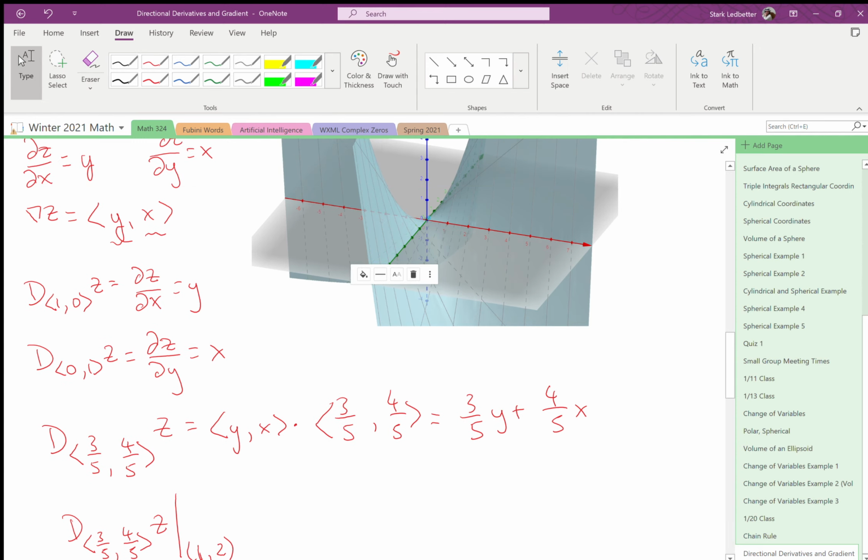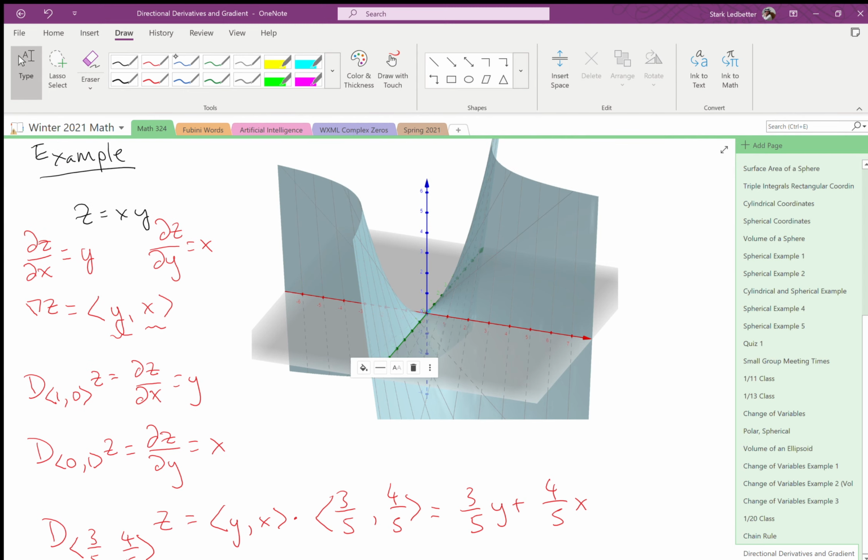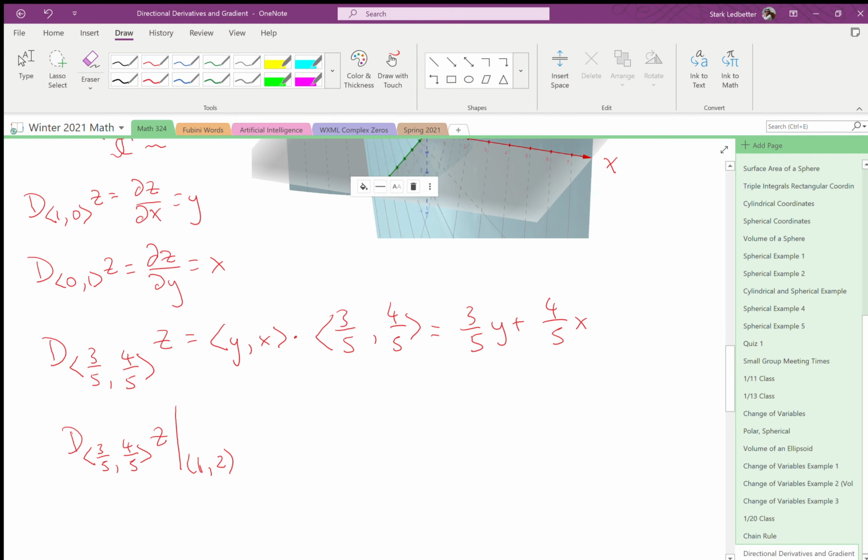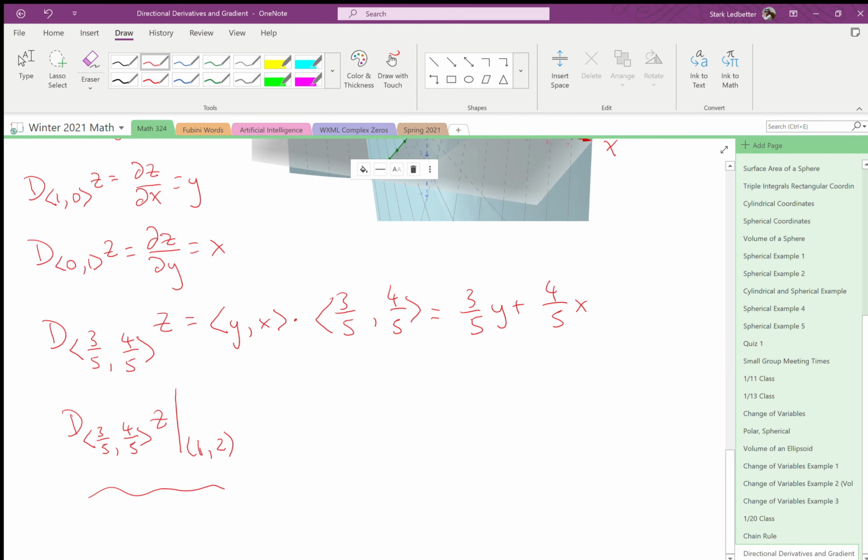What's that going to mean? That's going to mean I walk to the point 1 comma 2. So let me look at the graph. Here is the x-axis, y-axis, and z-axis. So I'm going to the point 1 comma 2, and then go up to the surface, so there. And then I'm going to walk in the direction 3/5 comma 4/5, so more in the y than the x. So I'm going to walk in that direction. It looks like I'm going to be going uphill. And this value is going to answer the question, how much uphill?